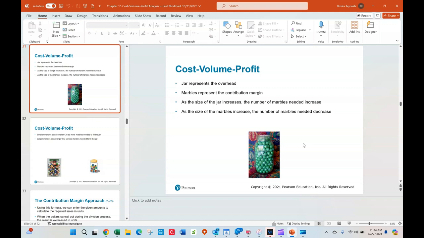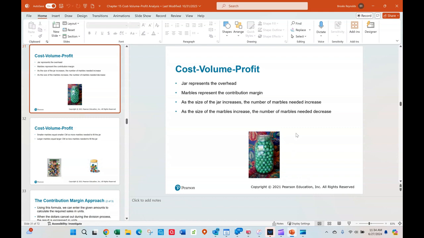The marbles represent the contribution margin. And so the contribution margin is again sales minus variable cost. The bigger the marble, in other words, the larger the contribution margin, the fewer marbles you need. The smaller the marbles, so in other words, if you have a small contribution margin, the more marbles you will need.